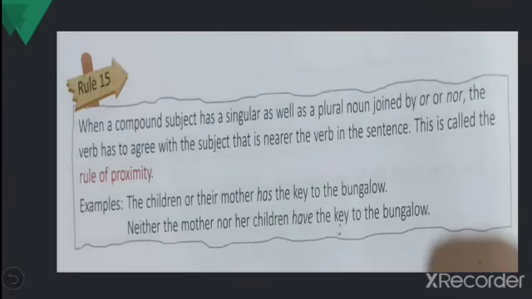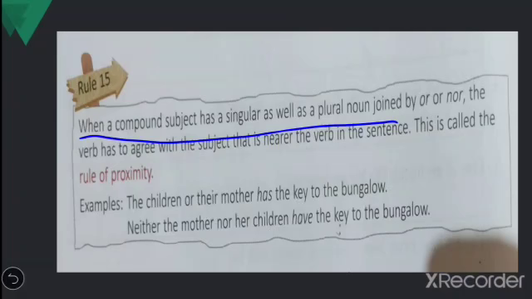Now let's move to rule number 15. When a compound subject has a singular as well as a plural noun. Earlier we have seen that when a compound subject has singular nouns joined by neither nor, either or, or the word or, we use a singular verb. And when a compound subject has plural nouns joined by and, that time a plural verb.